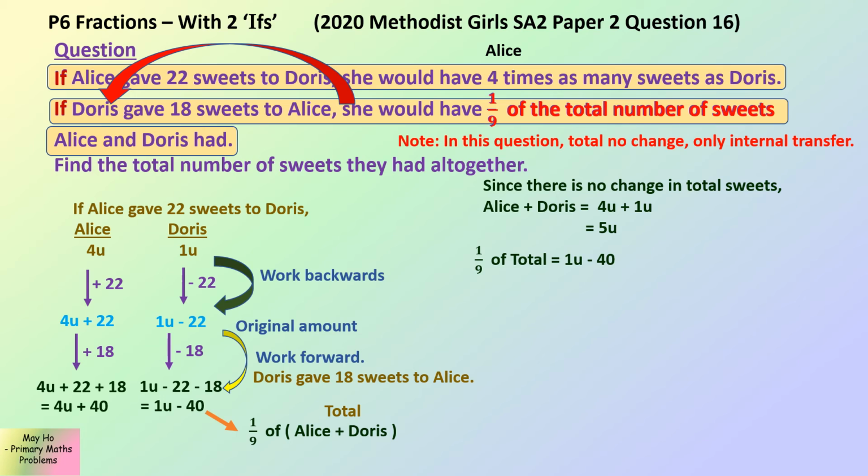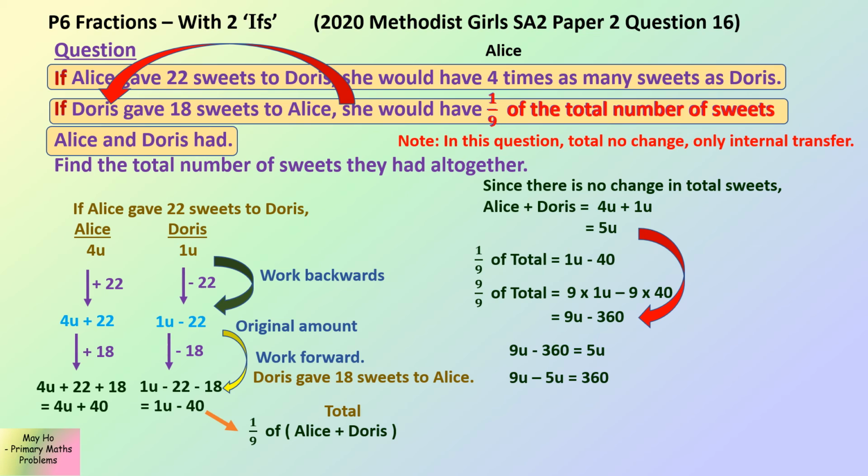Remember, we also have information about 1/9 of the total. It is actually equals to 1 unit subtract 40. So from here, we can expand further. 9 out of 9 of total will be 9 times 1 unit subtract 9 times 40 equals to 9 units subtract 360. Now do take note, these two number equations, they are equal because there was no change in the total number of sweets. So that means 9 units minus 360 equals to 5 units.